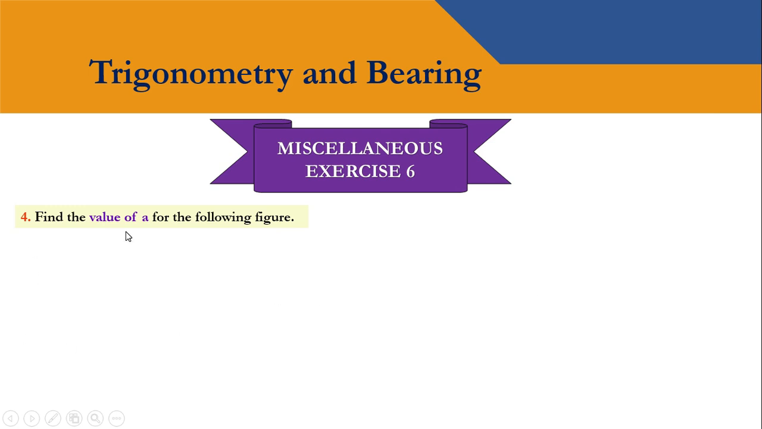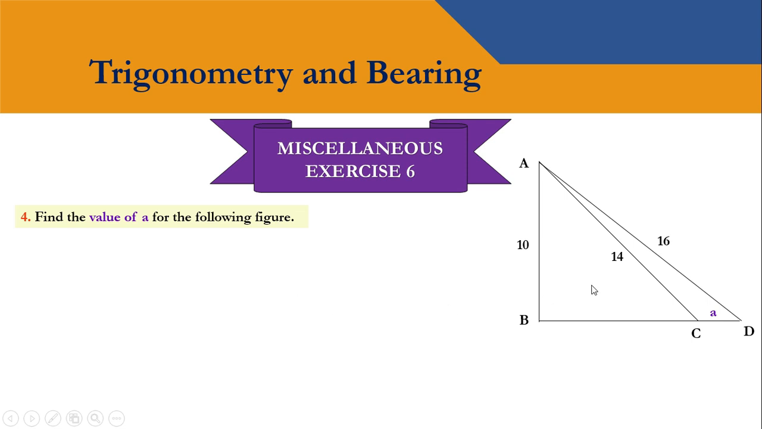Find the value of a for the following figure. So this is the figure. We need to calculate the distance between C and D. Here you can see we have two triangles. The perpendicular of both triangles is common, but the hypotenuse of the two triangles is different. In the first triangle, the hypotenuse AC is 14, and for the second triangle the hypotenuse AD is equal to 16.